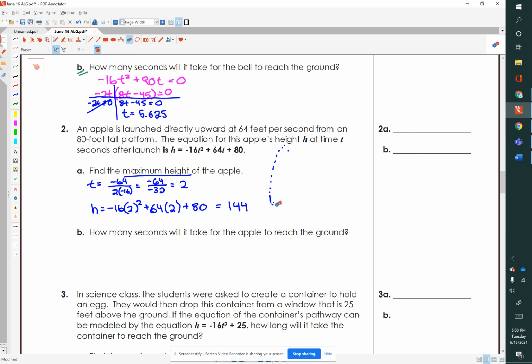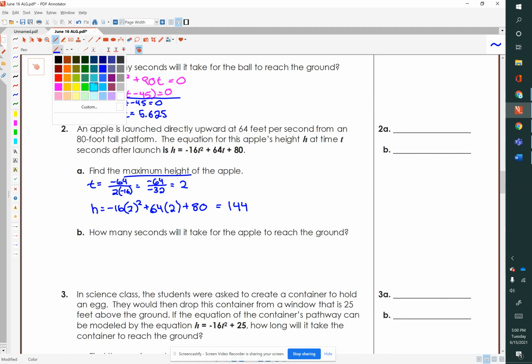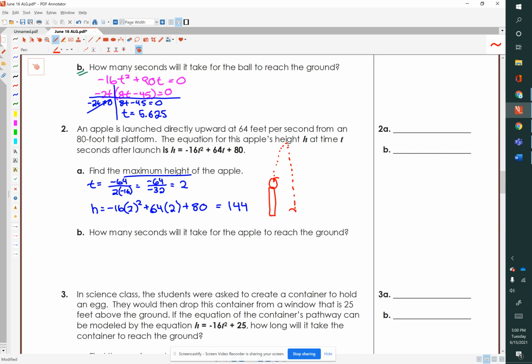So let's redraw that. And since it's an apple, let's use red. So we've got an 80-foot tall platform, and we're launching the apple straight up, and then it eventually is going to come down and hit the ground. So first we found the vertex, the maximum height, and we found that to be 144 feet. So the next question is, how many seconds will it take for the apple to reach the ground?